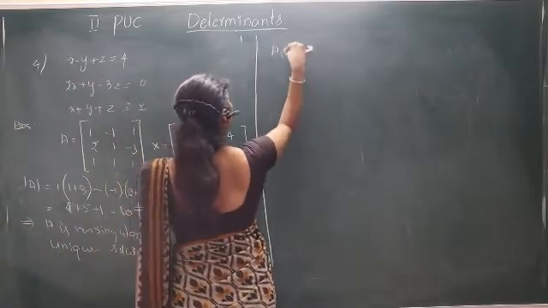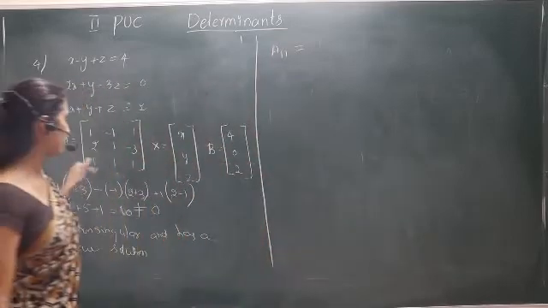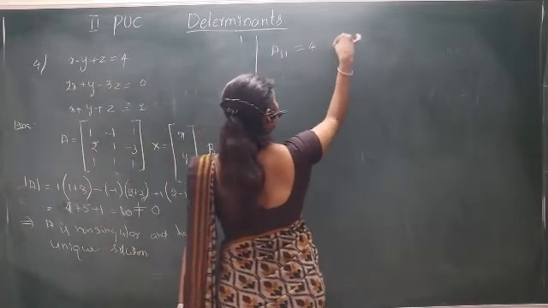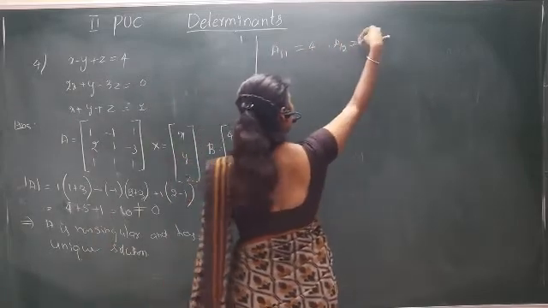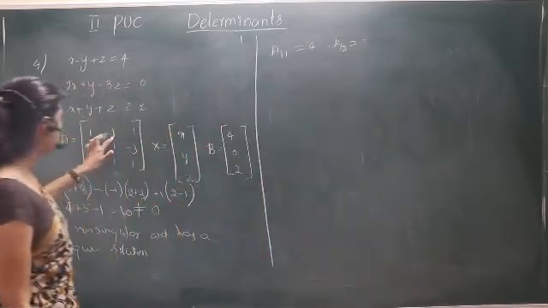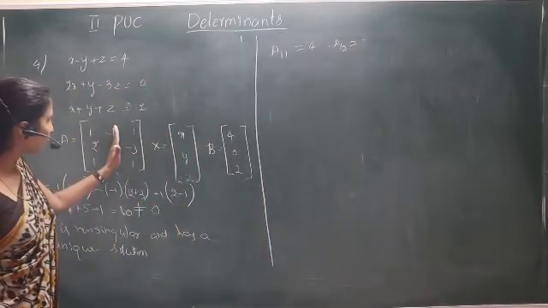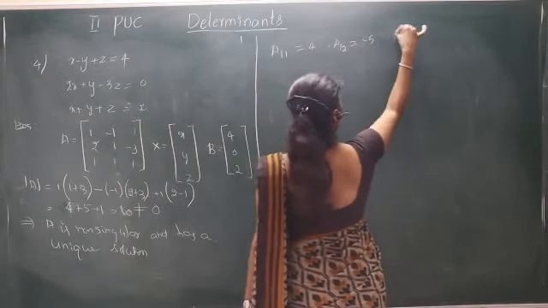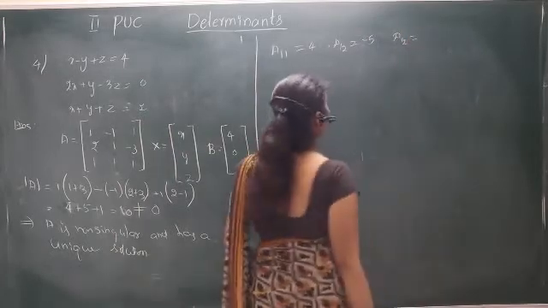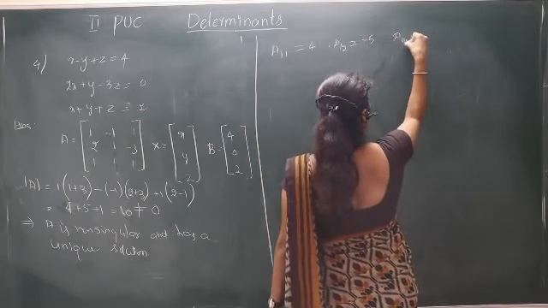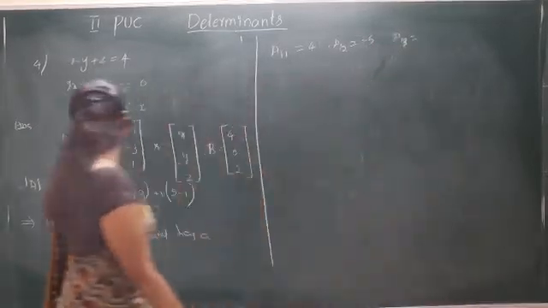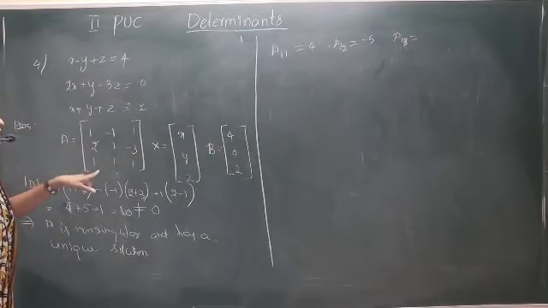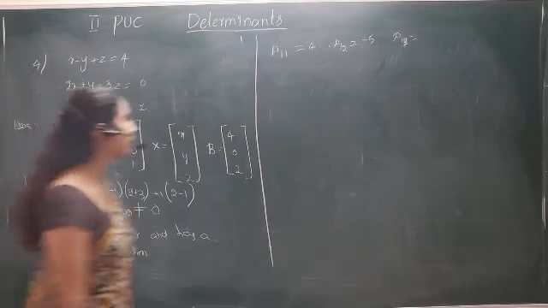A11 is plus, by deleting the first row and first column: 1 plus 3 is 4. A12 is minus, by deleting the first row and second column: 2 plus 3 is 5. A12, not A13. A13 is a plus now. Deleting, 2 plus 3 is 5. Okay, then 2 minus 1 is 1.